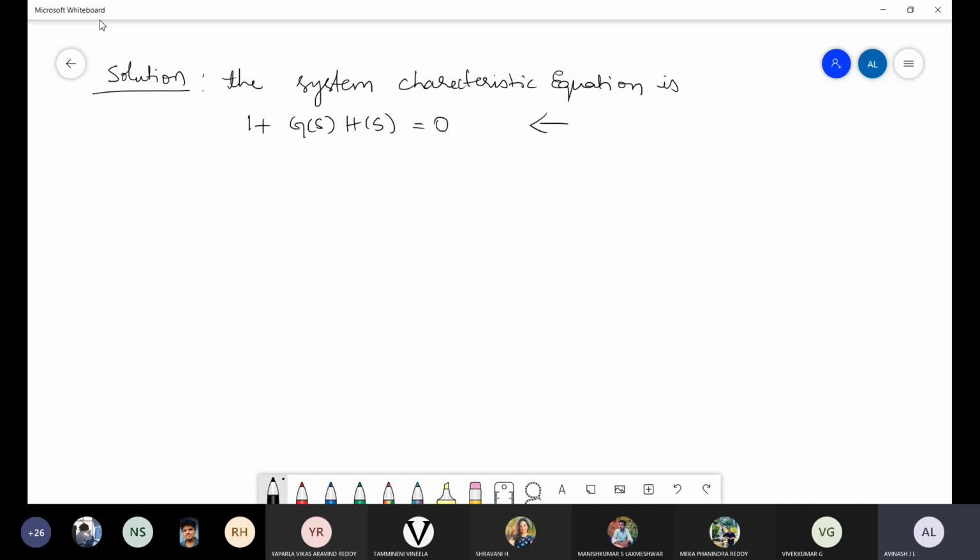This is the general or reference characteristic equation. When we want to form any characteristic equation, we must always take this equation into consideration and then solve it. That is exactly the concept here. So 1 plus G(s)H(s) equal to 0 we have taken.